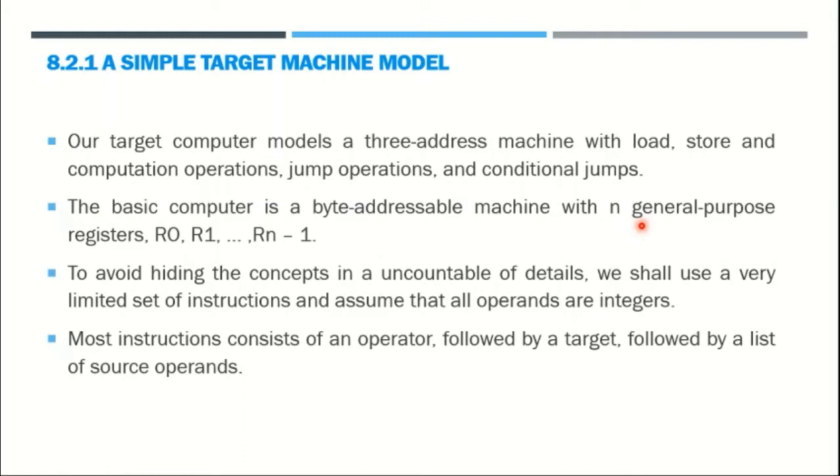Here most instructions consist of an operator, followed by a target, and that target followed by a list of source operands. For example, ADD R1, R2, R3. That means we perform the addition of R2 and R3, and the result of the addition is stored into R1. So here R1 is the destination or target, and R2 and R3 are the source operands.